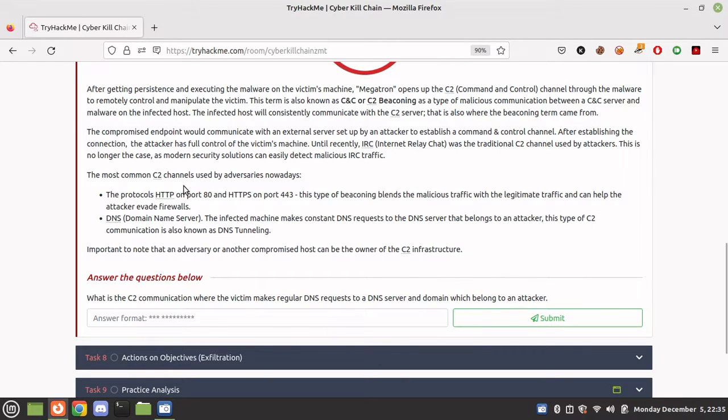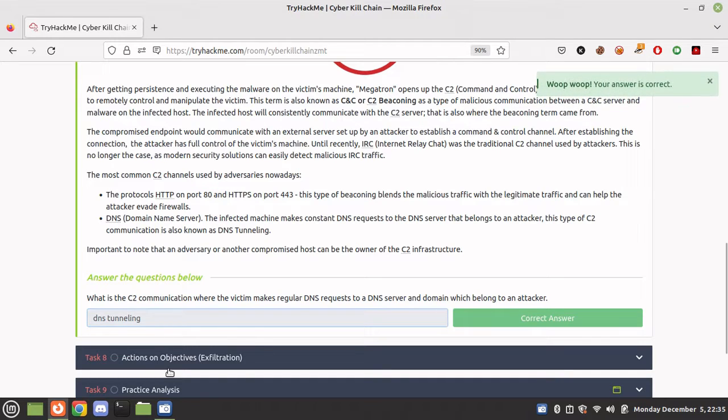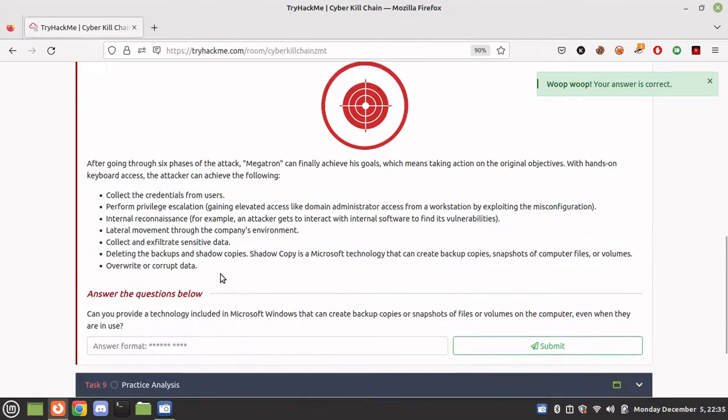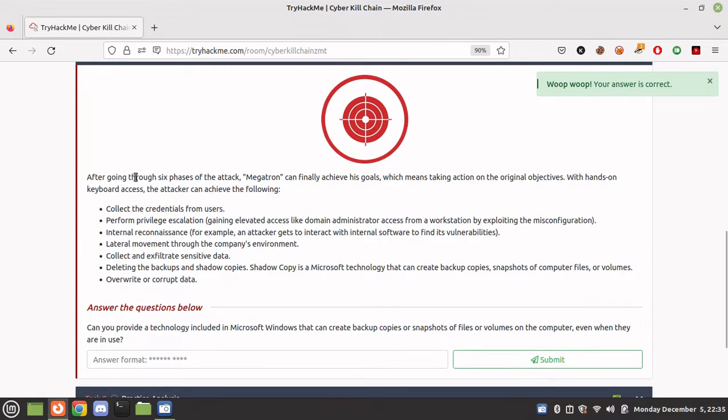And so basically these are the most common C2 channels: port 80 on HTTP, port 443 on HTTPS, and DNS. Basically, what is this C2 communication? Where the victim makes regular DNS requests to a DNS server and domain which belongs to an attacker. So it's DNS tunneling basically. As I said, there are a lot of types of tunneling: SSH tunneling, web tunneling, then there is DNS tunneling, and most of the stuff. Now we have actions on objectives. This is basically the actions, so you can do that.